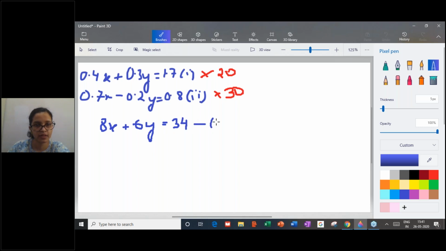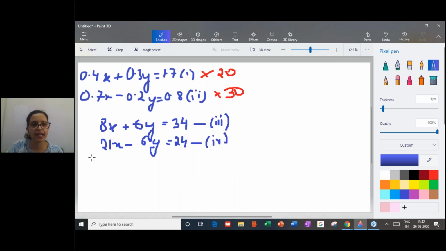This will become equation 3. And what happens when I multiply the second equation with 30? I get 21x minus 6y is equal to 24. This is the fourth equation. So I'm going to simply add the two, because as you see the sign for y is plus and minus. So you just add, and automatically it will get eliminated, right?